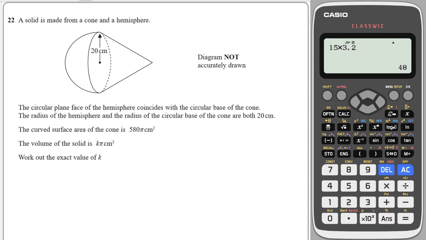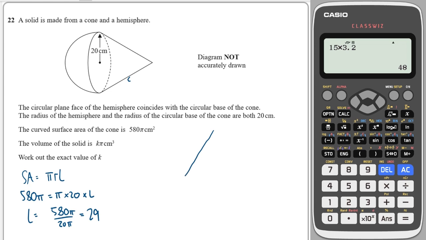Okay, the curved surface area. Now, the curved surface area of a cone is given in your formula booklet to equal pi r l, where l is the slanted height of the cone. So we're told that 580 pi is equal to pi r, which is 20, times l, which we don't know yet. But we can work l out by dividing through by 20 pi. So 580 pi over 20 pi is going to give us 29. Okay, so 29 is the slanted height.